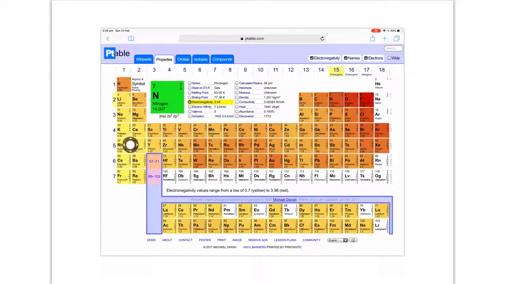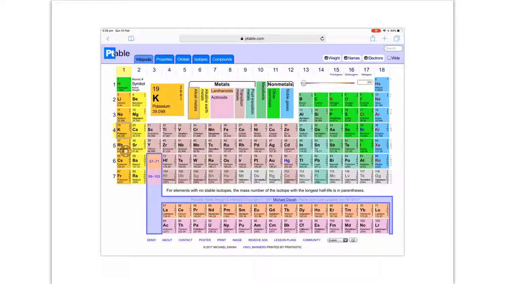Over on this side, these elements don't want to gain electrons at all. They want to give their electrons up. You know, potassium will react violently with water because it really wants to lose that electron. It doesn't want to gain an electron at all. So that has quite a low electronegativity. 0.82 is the exact value there, highlighted in yellow. So that's our general trend illustrated in terms of electronegativity.